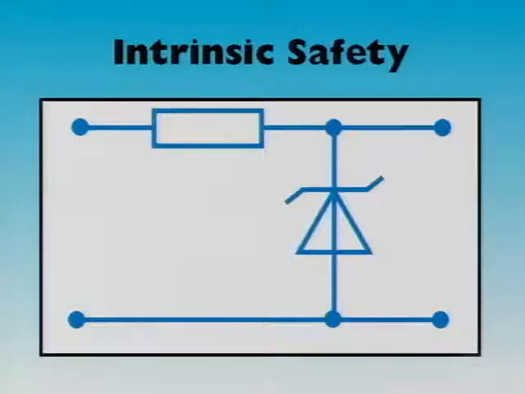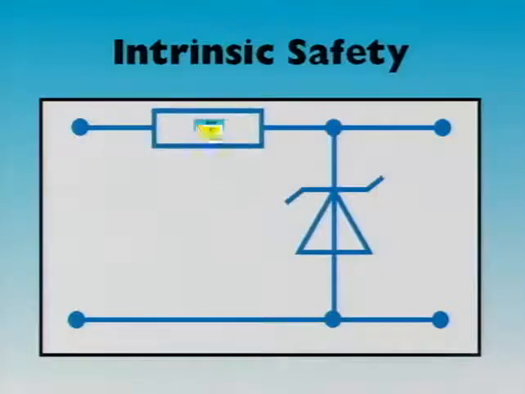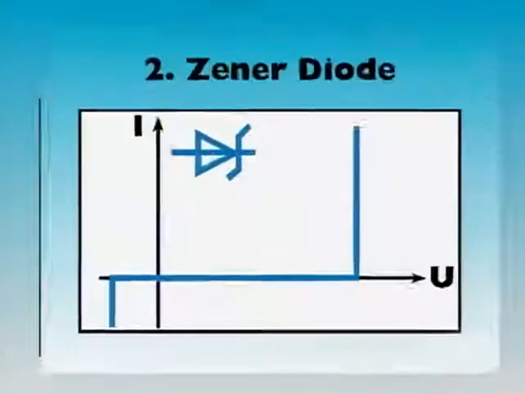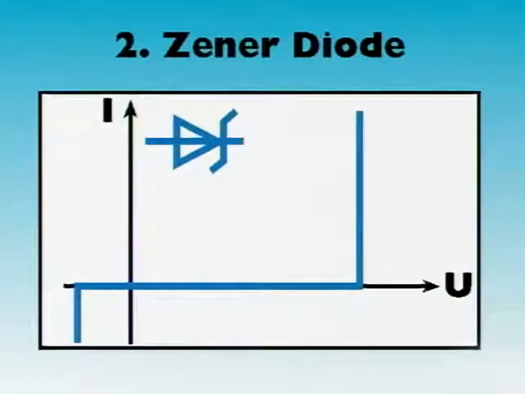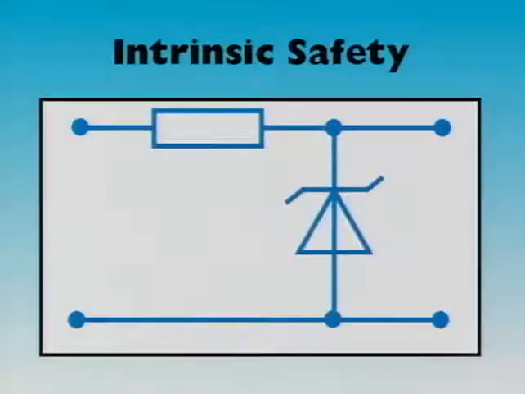It principally consists of a resistor together with zener diodes. It functions as follows. Firstly, a resistor limits the current, also in the case of dangerous short circuits. And secondly, a zener diode limits the voltage in case of a fault. In measurement and control circuits, this is typically less than 30 volts. Both components limit the electrical energy.